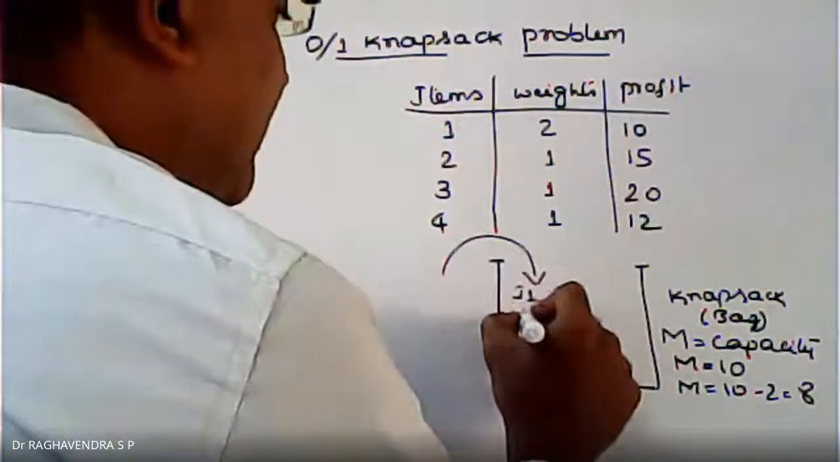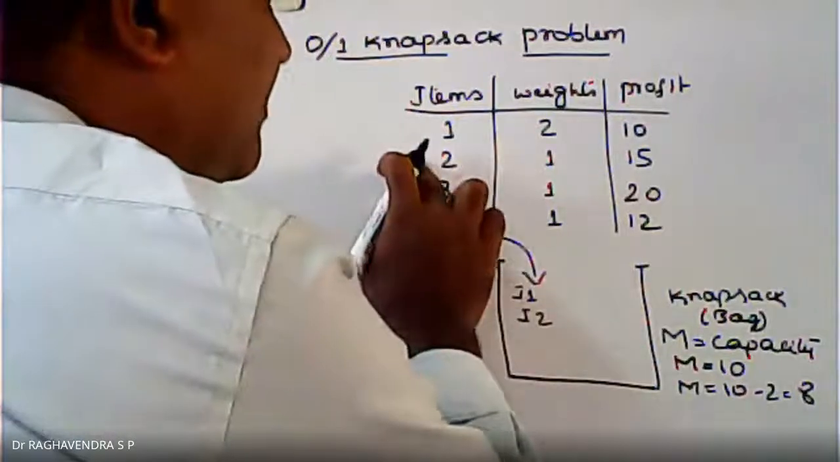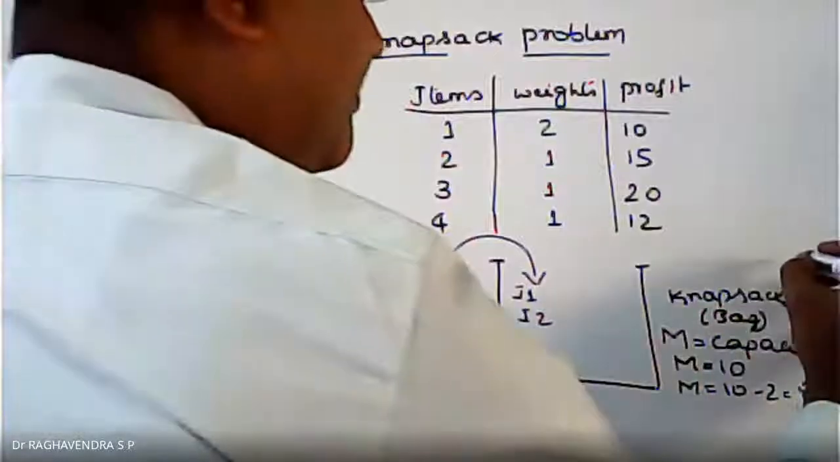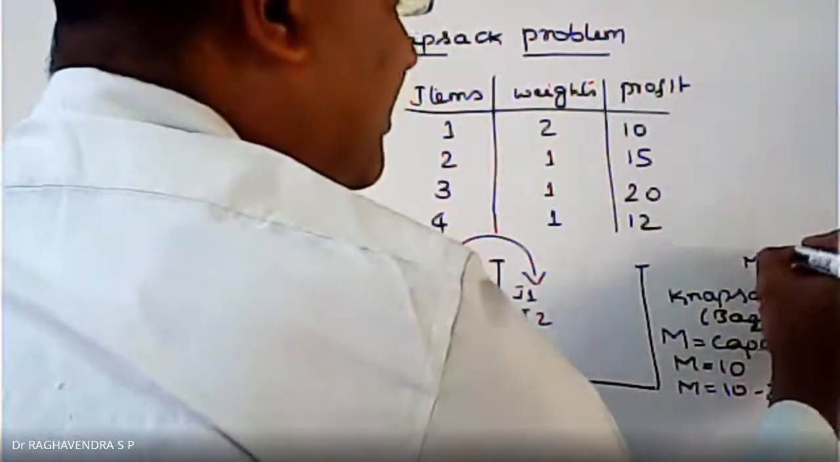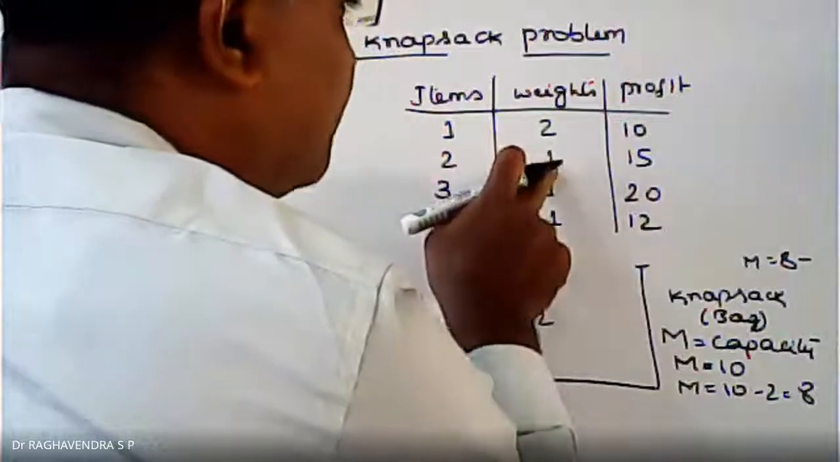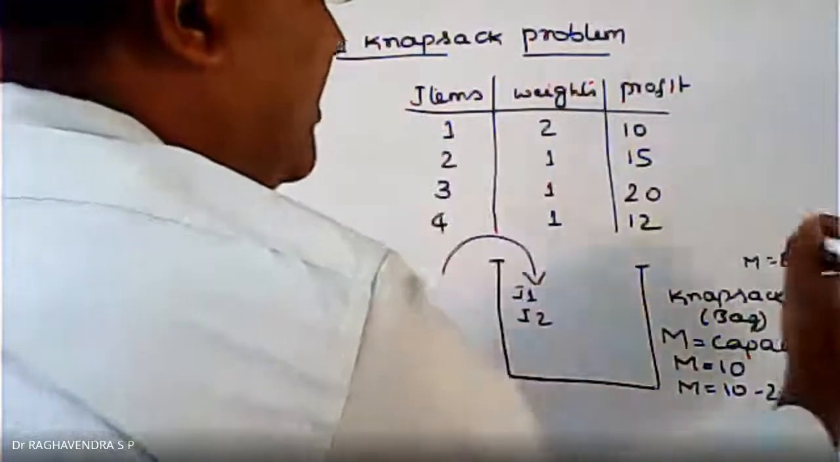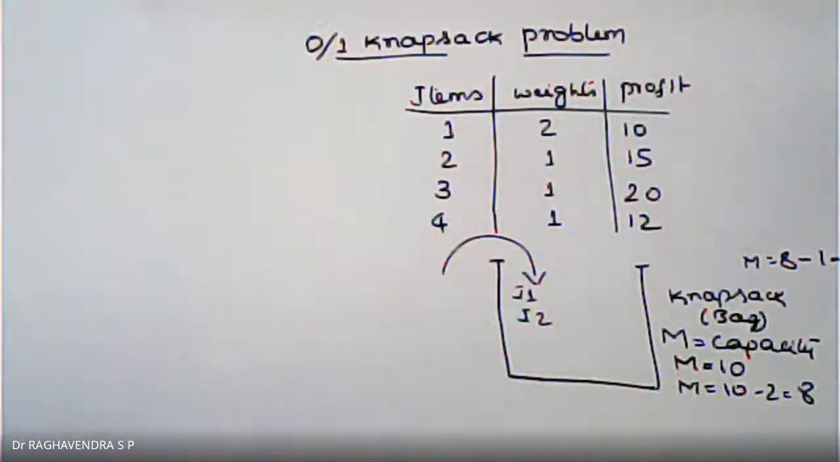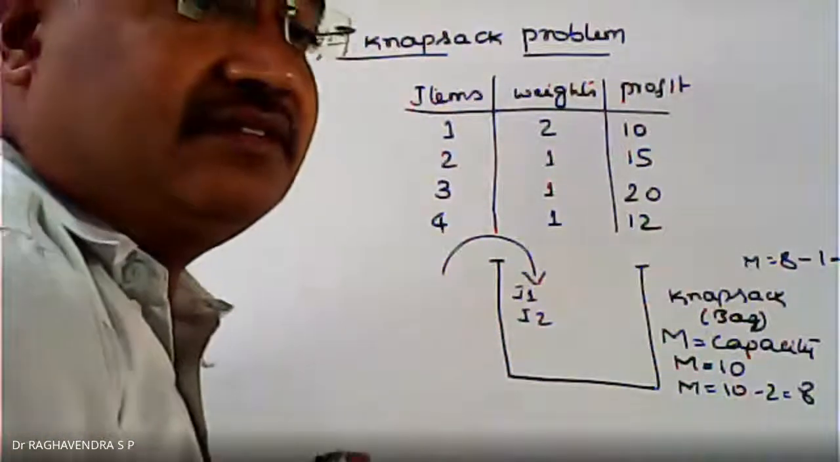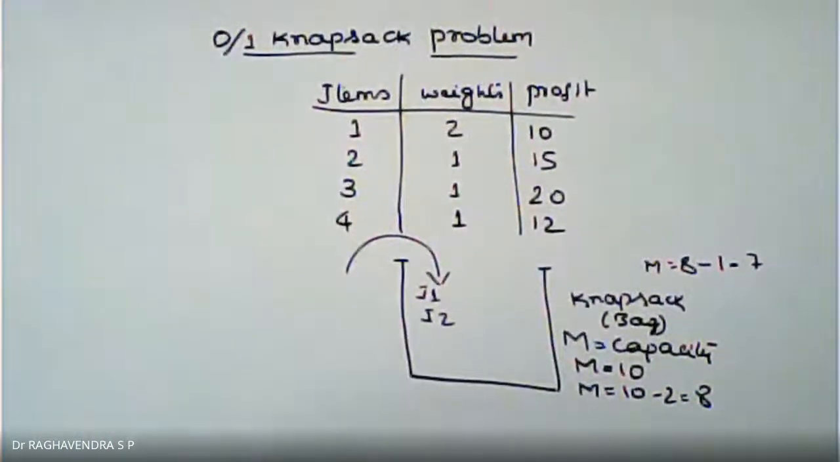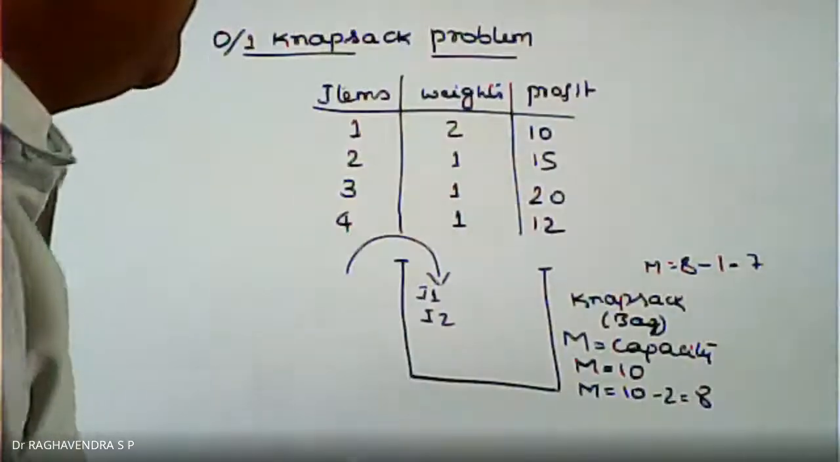Similarly, if I am going to insert another item, I2, the second item, what will be the size of the knapsack? M is the remaining capacity, called the remaining capacity, minus the weight of the corresponding item that you have inserted, that is 1, and it becomes 7. Is it understood? Yes, sir. Okay, I will say it once again, listen.